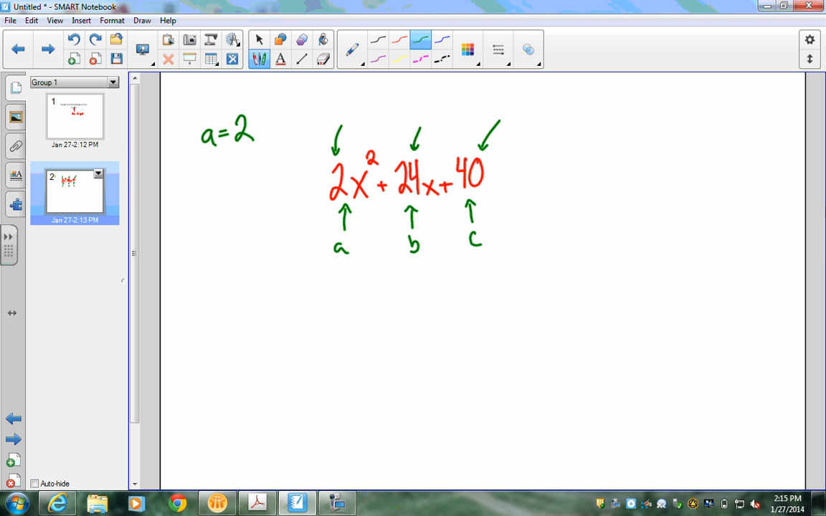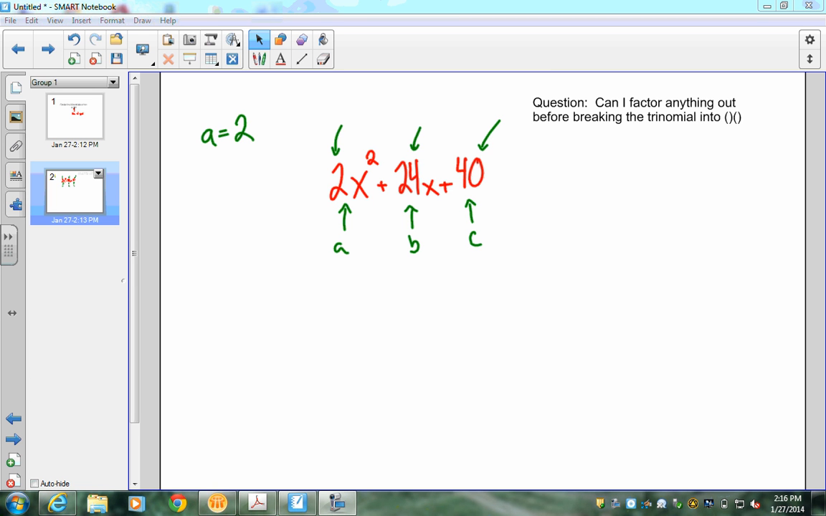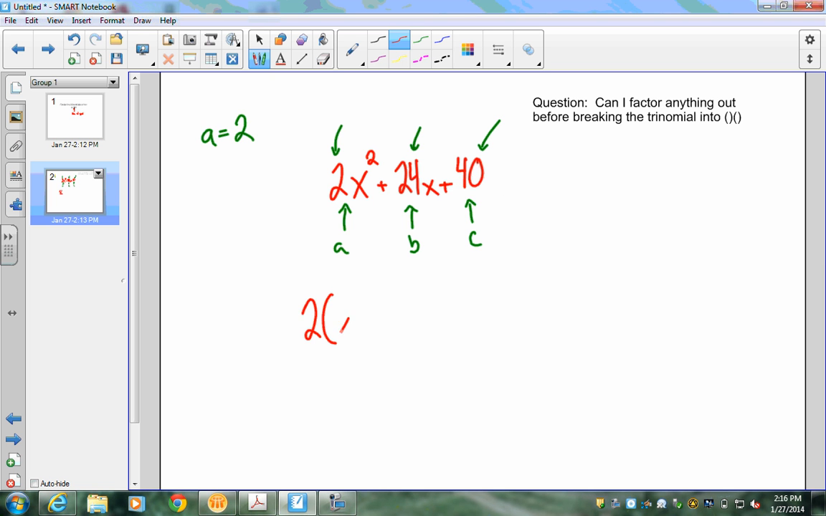The first thing that you always need to ask yourself is this question. Can I factor anything out before breaking the trinomial into parentheses? And I have little symbols that show parentheses, right there. Now, if you look at 2x squared, 24x, and 40, I can't factor out an x because the 40 doesn't have an x, but I can factor out a 2. So when I factor out a 2, I'm going to put a 2 on the outside, and on the inside it becomes x squared plus 12x plus 40. And now we have a trinomial where a is now equal to 1.